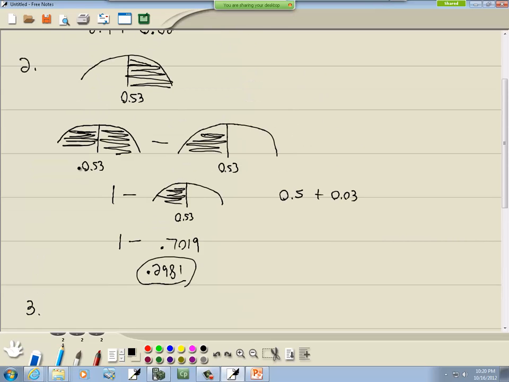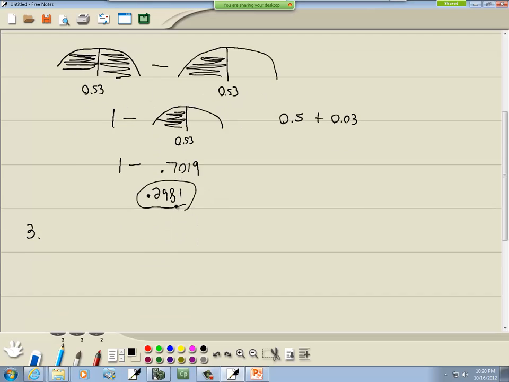By the way, this is how it always works. If you're finding the area to the right, you always just rewrite it as 1 minus the area to the left of that same value. So it isn't like every problem will be different. When you shade it to the right, that's how you always look it up with the table.